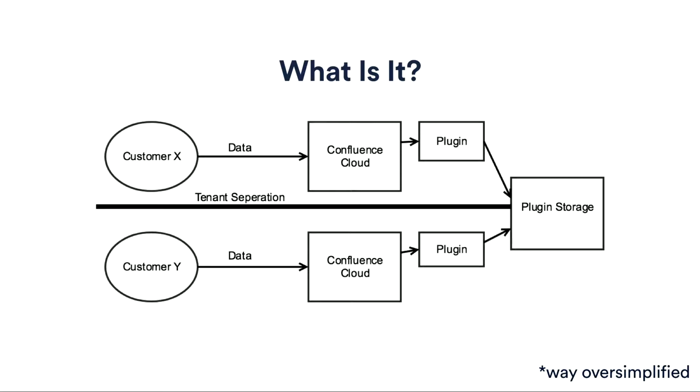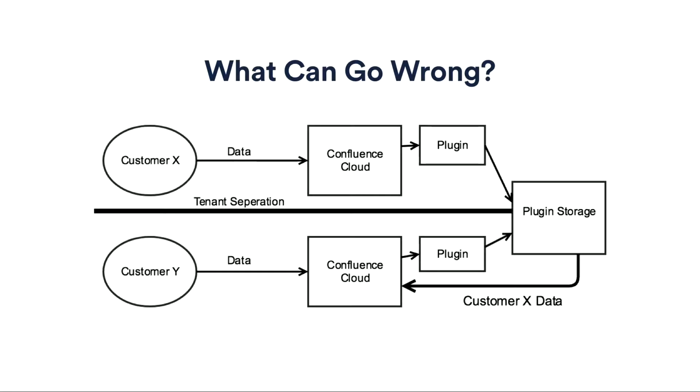So basically, tenant separation is keeping data apart. We don't want customer X's data to hit customer Y. We don't want them to see each other's data. And this can cause problems if something like this happens. We've actually seen a few incidents of this in the marketplace. We've had at least 2.